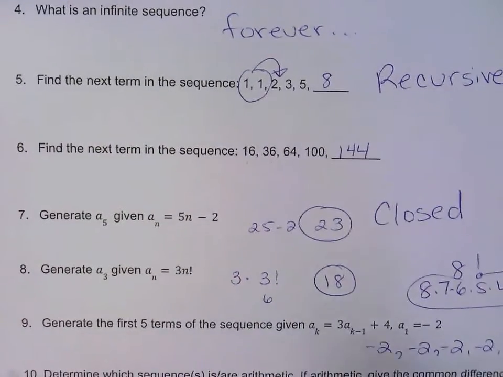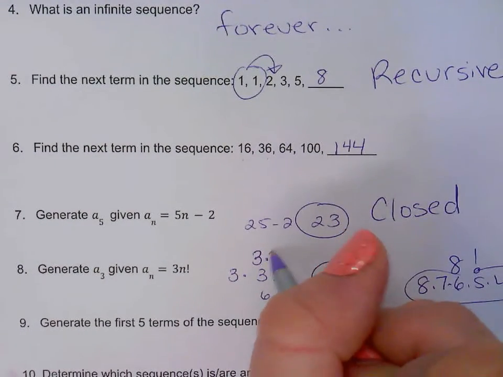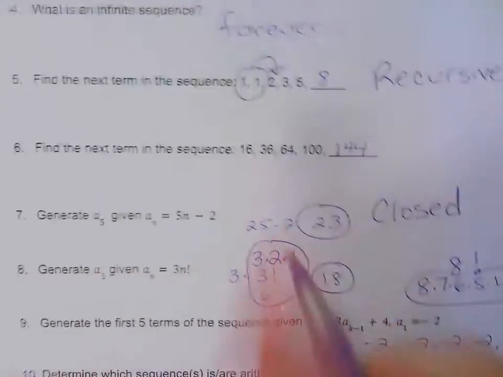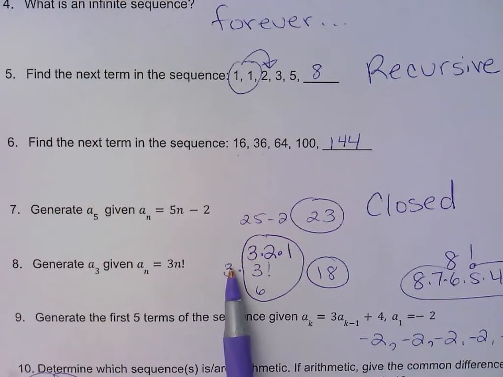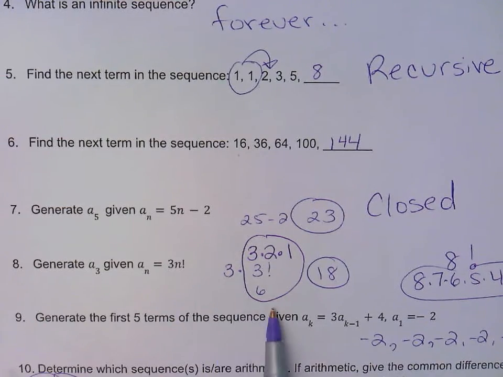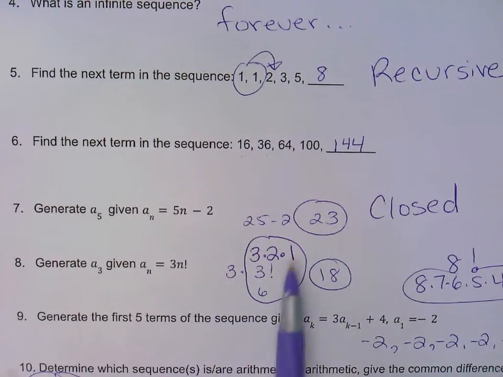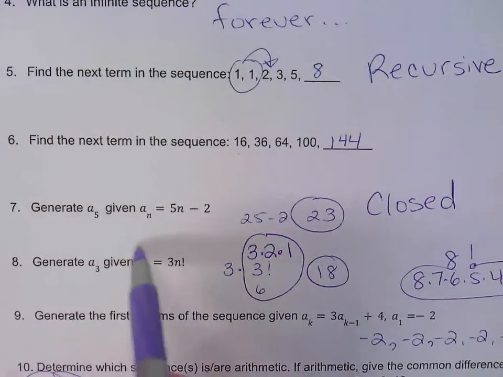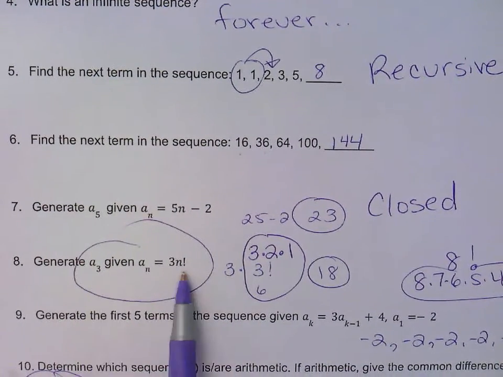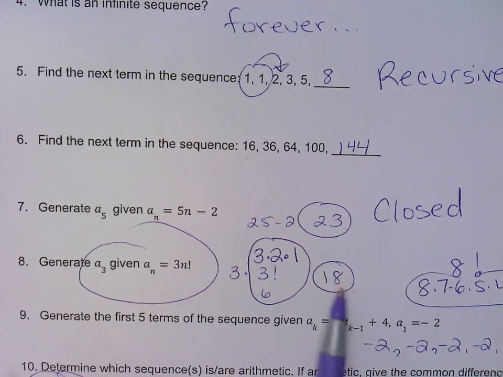3 factorial is 3 times 2 times 1. 3 times 2 times 1 is 6. Order of operations, then I take 3 times 6 and get 18. So that would be a no calculator question on the quiz. And you have to know how to read this notation. Take 3 and plug it in and generate the third term.